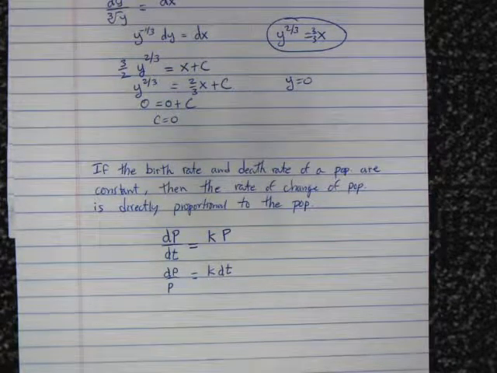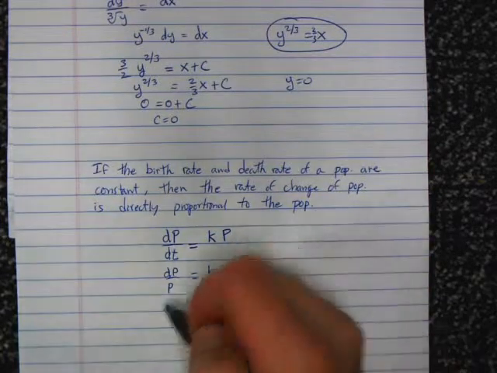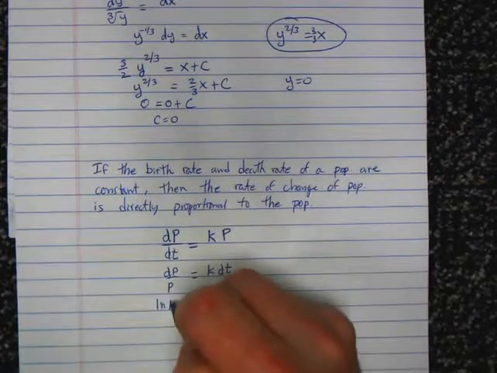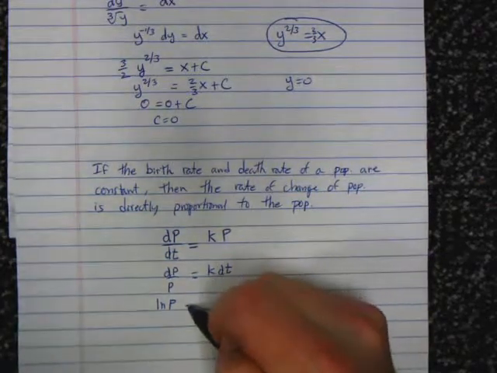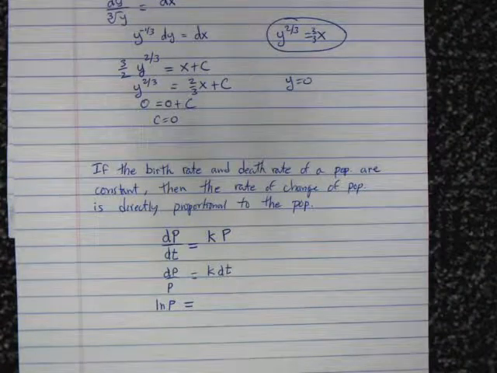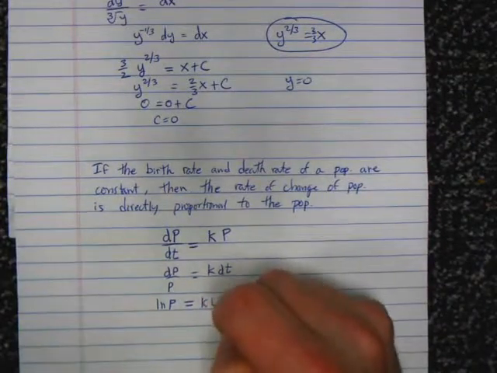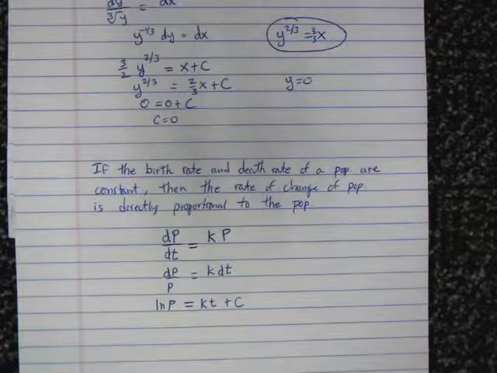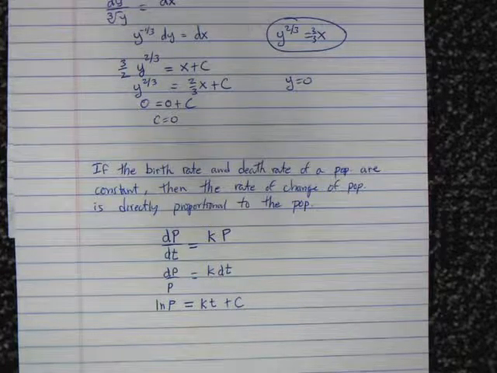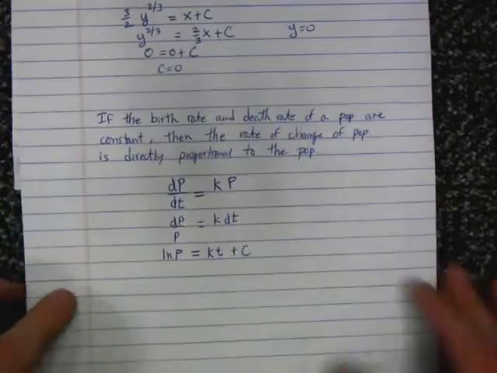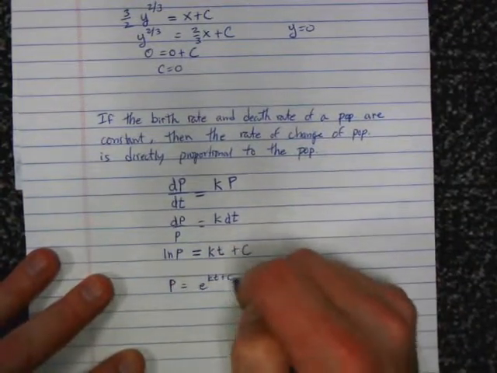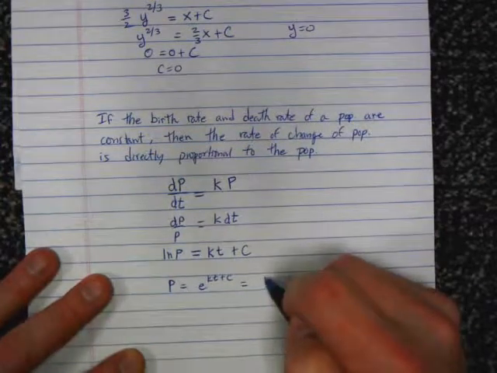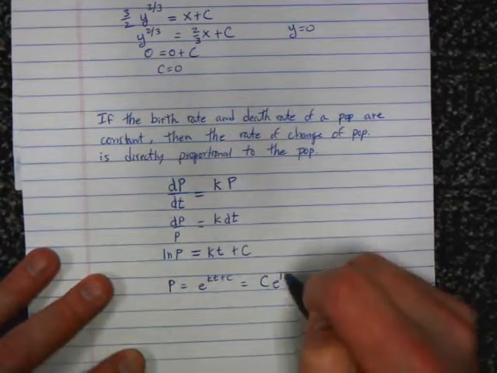We integrate the left-hand side. The integral of dP over P is ln P. Again, we don't need to worry about absolute value because when we exponentiate both sides, everything's going to be positive over on the right-hand side anyway. The antiderivative of k dt is kt plus C. We exponentiate both sides. P is e to the kt plus c, which you're absolutely right, we write as C e to the kt.